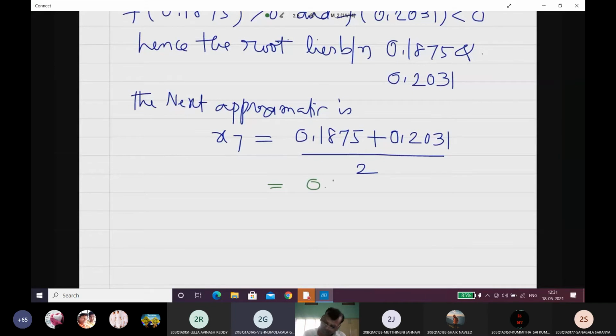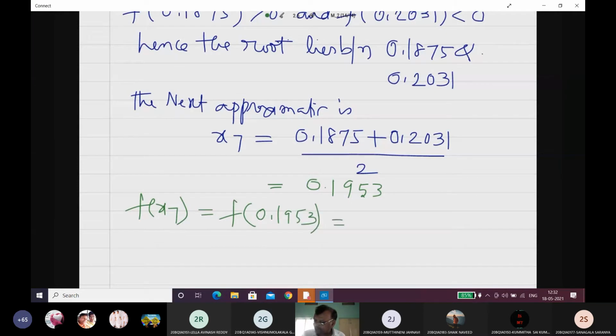0.1953. Now immediately we can find out the value of f of x7. f of x7 is equal to f of 0.1953, that is equal to 0.1953 whole cubed minus 5 into 0.1953 plus 1. What is its value?